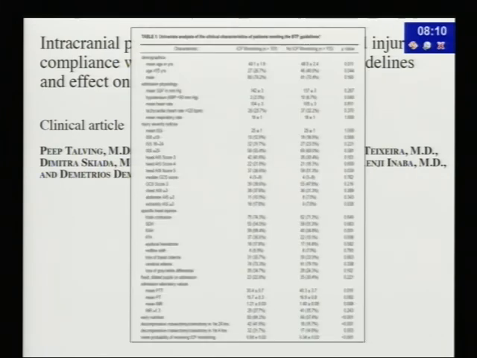Lastly, the Talving paper, again a smaller patient population, about 200 patients altogether, with a median age again closer to 40, so another more reasonable patient population for the population we're talking about.